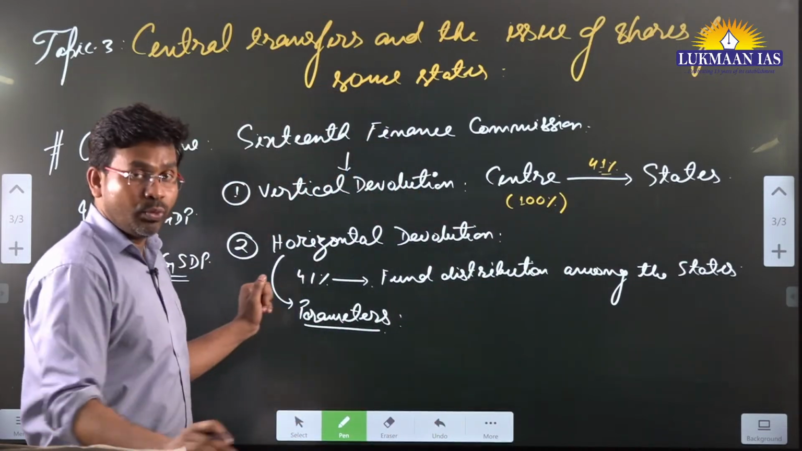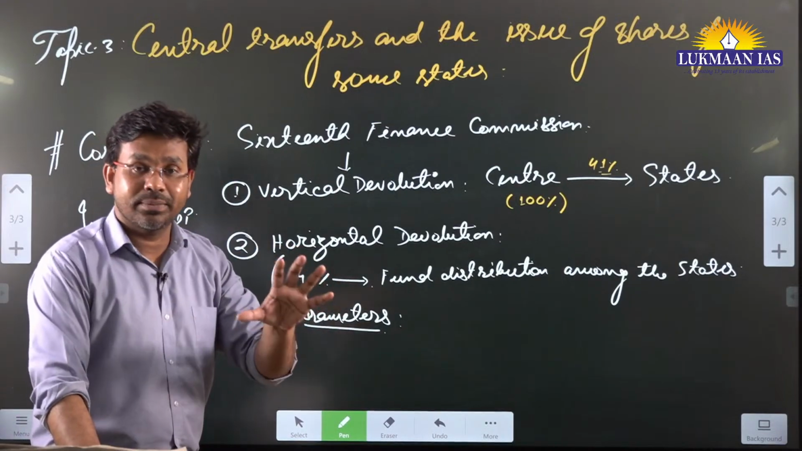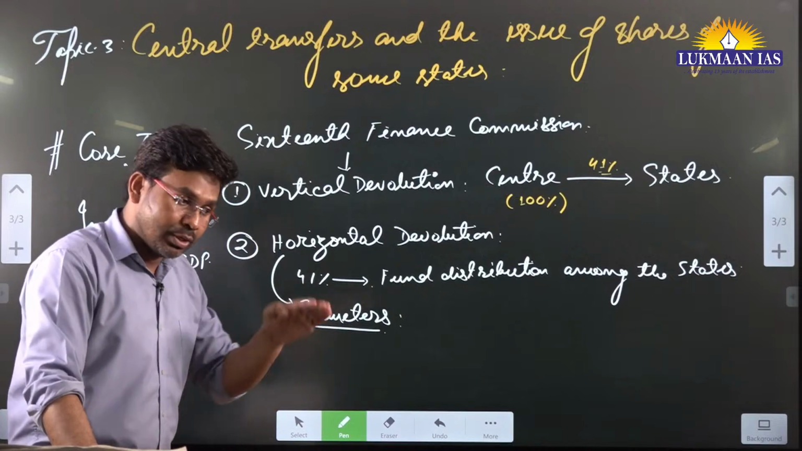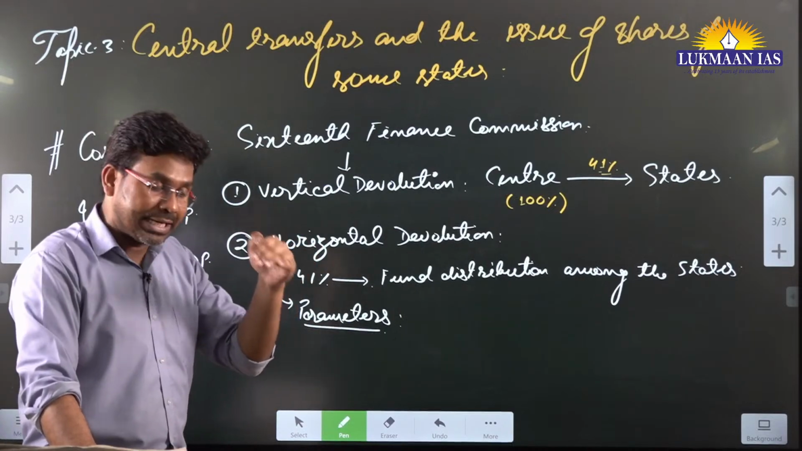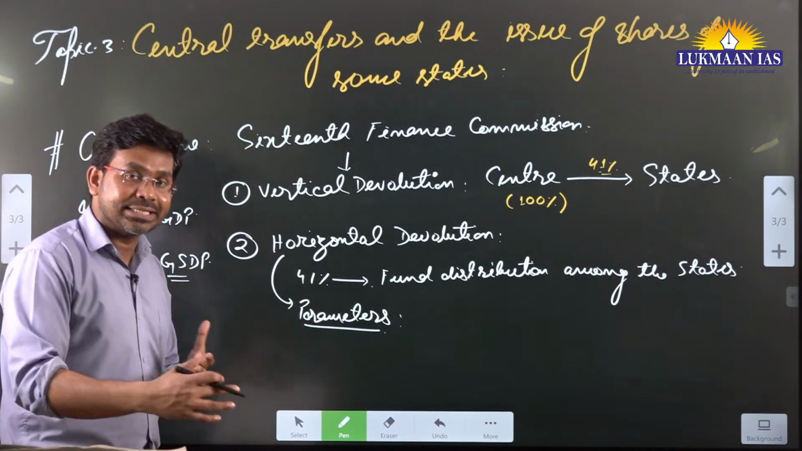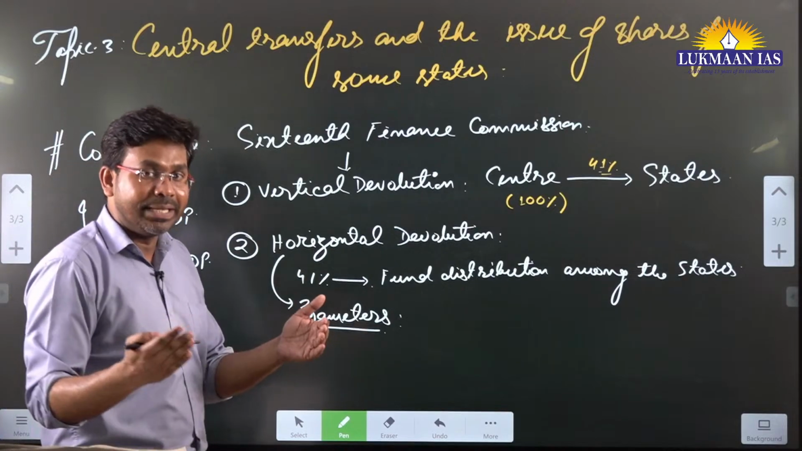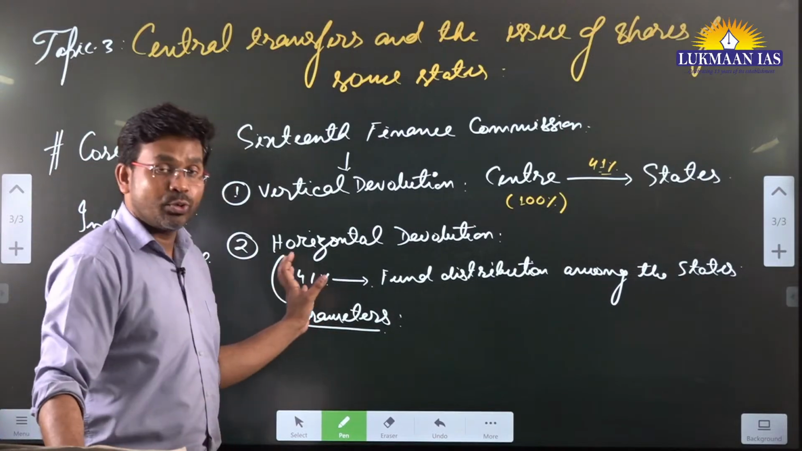So what we do from that state, we see, let's say, what is the gross domestic product of other states. That is known as income distance. There can be a state that has gross state domestic product much lesser than the highest earning state. That is known as income distance.